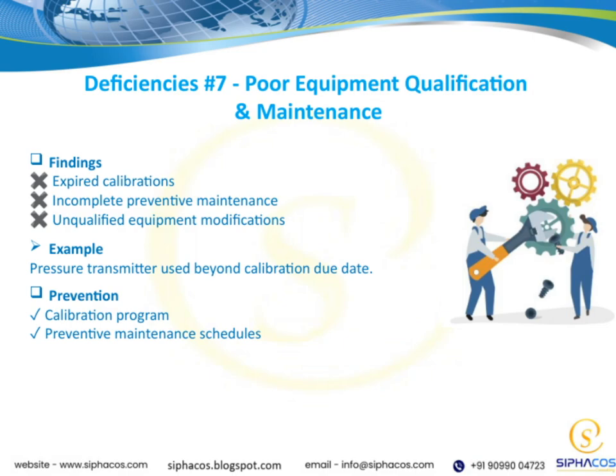We see issues like expired calibrations, missed preventive maintenance, and equipment modifications that haven't been properly qualified. For example, using a pressure transmitter past its calibration date can lead to inaccurate readings. The fix: a solid calibration program paired with regular preventive maintenance schedules. Together, these keep equipment reliable and processes running smoothly.